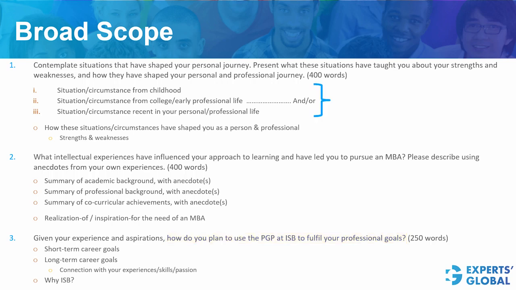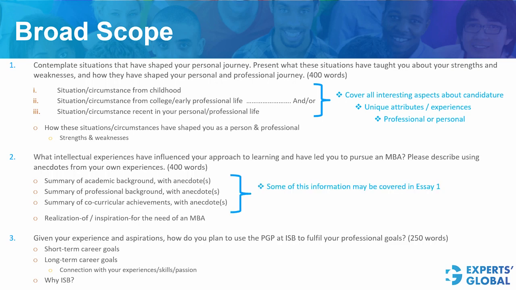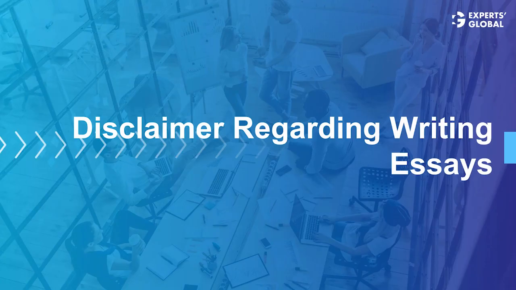Some side notes here. These 3 points should broadly cover all the interesting aspects about your candidature, any unique attributes or experiences, professional or personal. Besides, please understand that some of the information covered in these 3 points may have already been covered in the first essay. Please avoid repetition. The topics for Essay 1 and Essay 2 are such that information may overlap. Before penning down the essays, you must ponder over what information goes where and use the space available judiciously, avoiding any overlap.